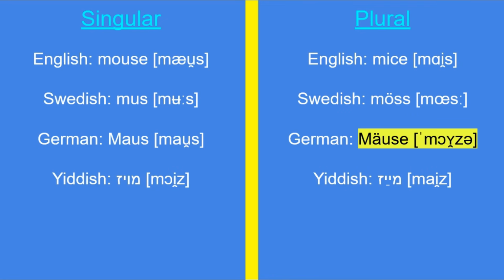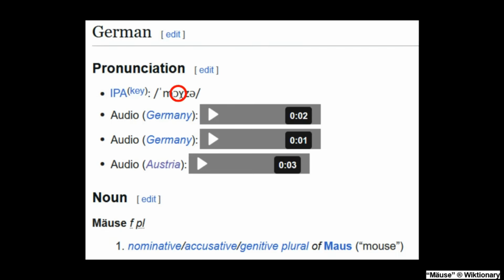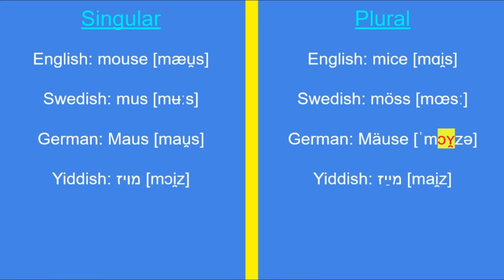Now, wanna guess what caused that mistake? That's right, faulty IPA. In this case, I got the IPA from Wiktionary, which transcribed the diphthong in question as O, followed by U, which is the rounded version of I. So I read that straight off the page, which resulted in Oi, when the actual pronunciation of that word is Oi.